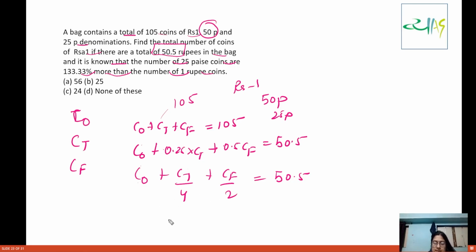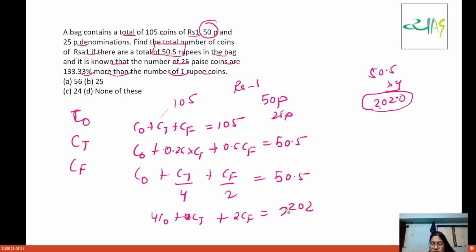So we will take the LCM of this, and what will it become? 4CO plus, sorry, this will be CT itself, and this will be 2 times CF is equal to how much? Just multiply 4 here. So 50.5, if you multiply by 4, 5 4s are 20, and this will be 5 4s are 20. So you will have 202. A little bit of lag here.